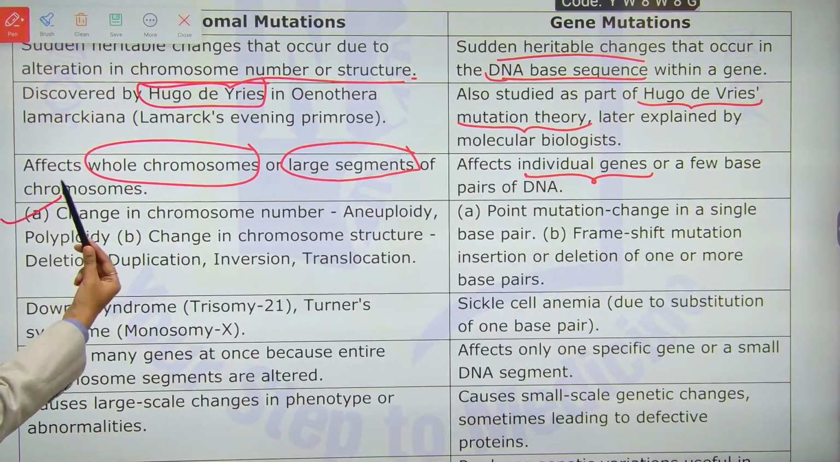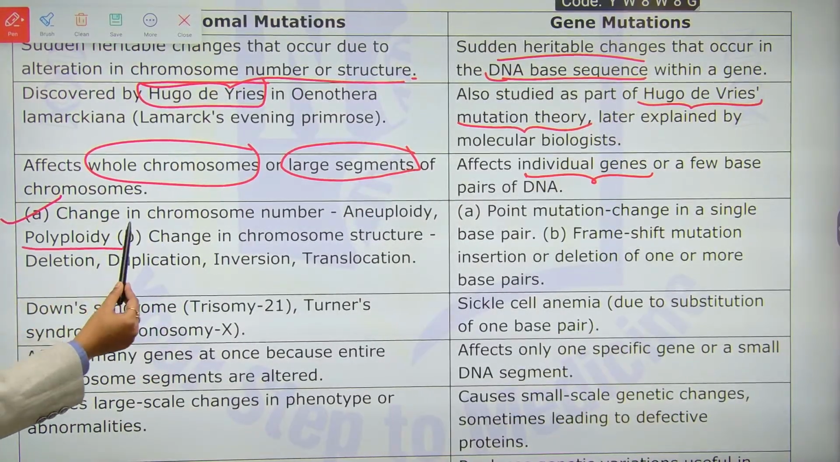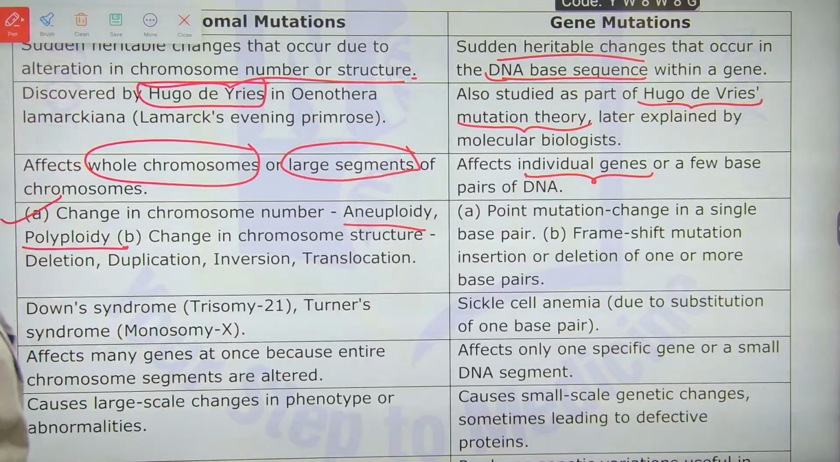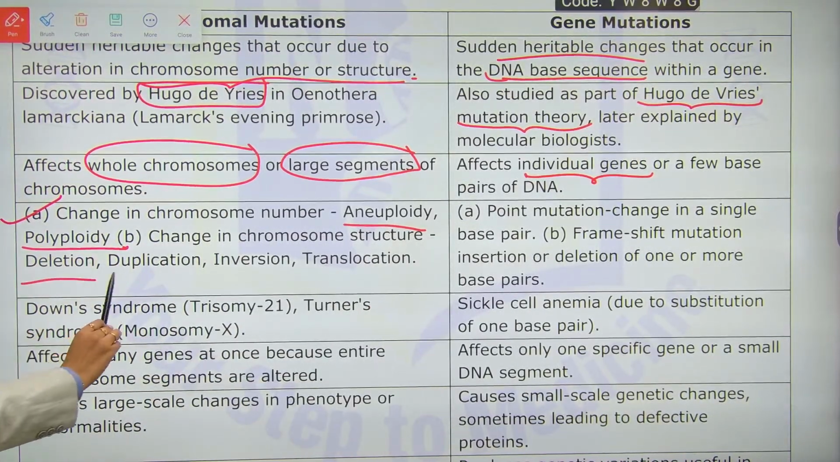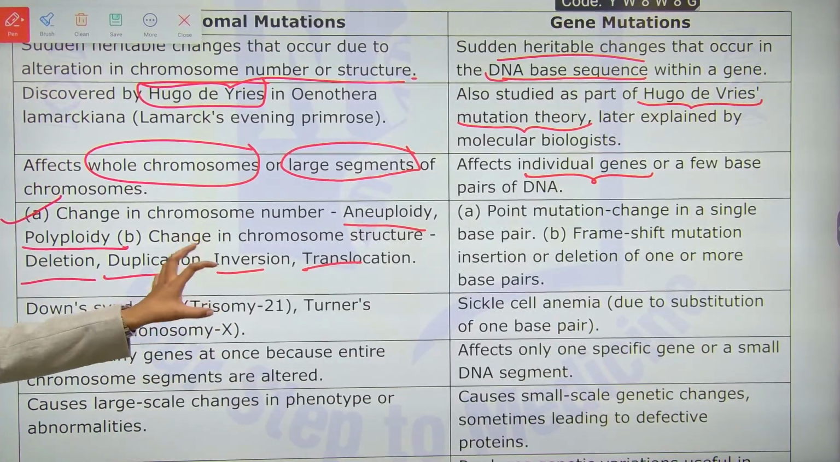Here we go with the change in chromosome number, which you can see as aneuploidy and polyploidy. Change in chromosome structure you see as deletion, duplication, inversion and translocation. This is the change in chromosome structure.